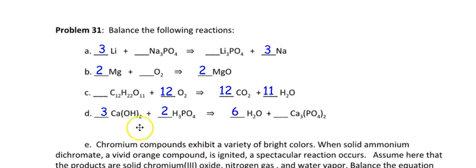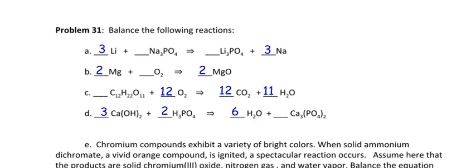And then I should count up my oxygen. So I have 3 times 2 is 6. 2 times 4 is 8. So I have 14 oxygens on this side. I have 6 plus, well, there's 8 here. Remember, you distribute, which is 14. Everything is balanced, okay? Letter E, oh, man, I wasn't very nice to you.